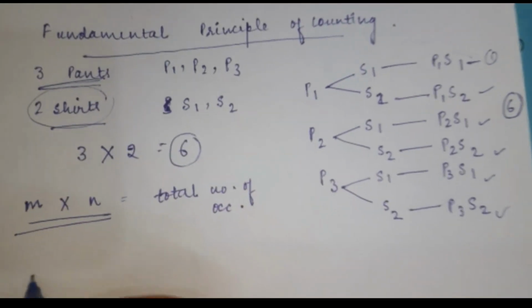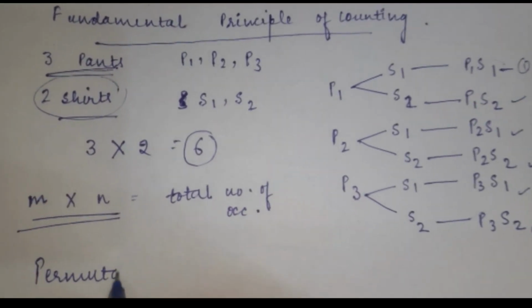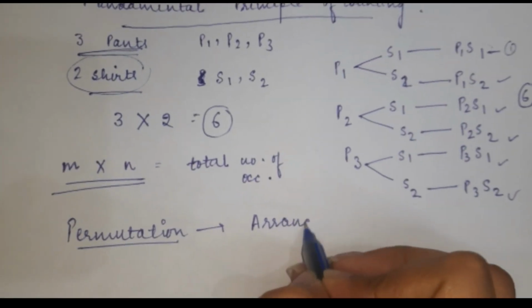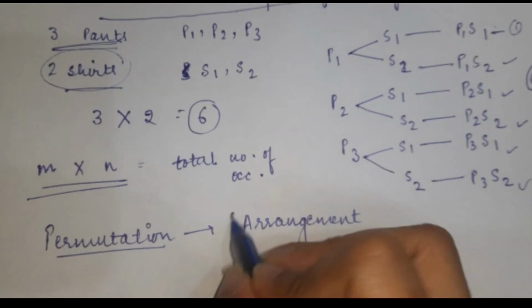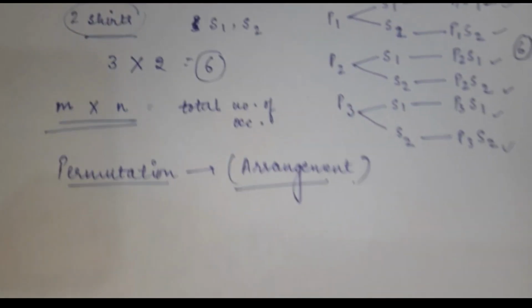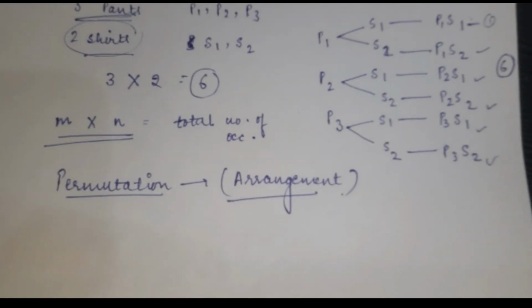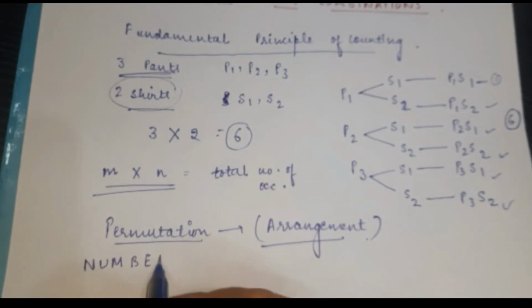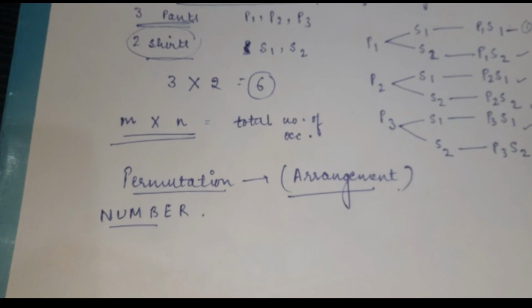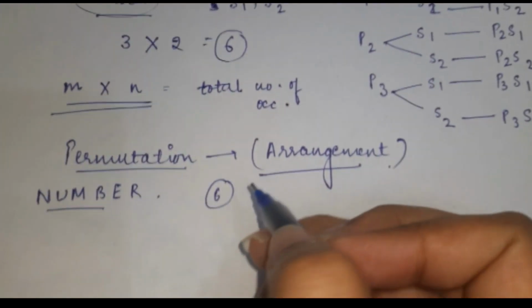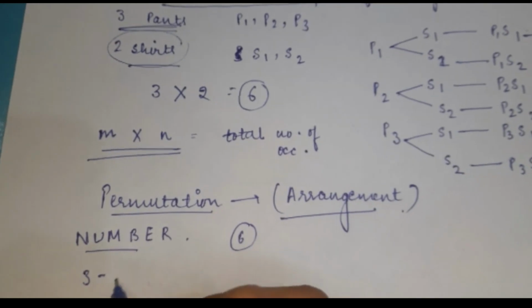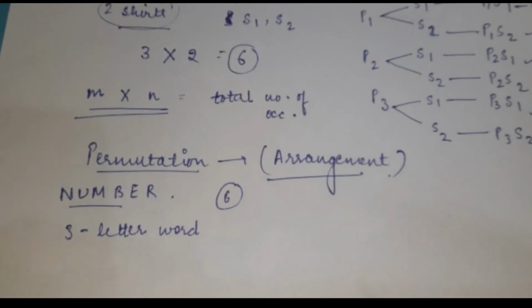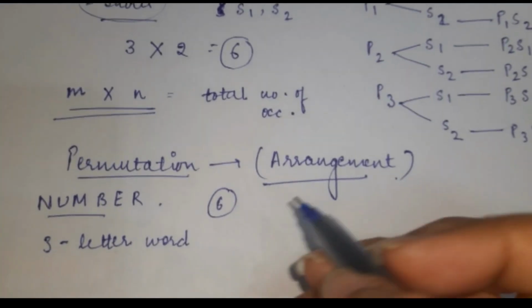Now let's talk about the permutations. So permutation means arrangement. Arrangement in a definite order of a number of objects taken some or all at a time. Suppose I have a word NUMBER. So in this I have 6 alphabets. So I have to form a 3-letter word from the alphabets of this word NUMBER when repetition is not allowed.